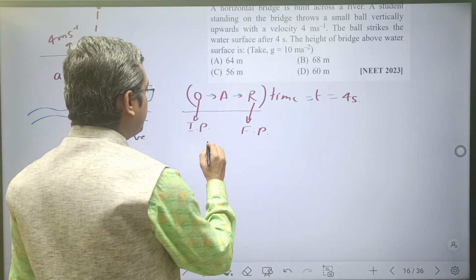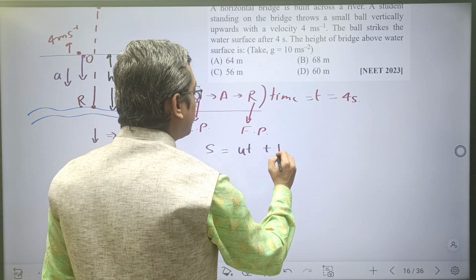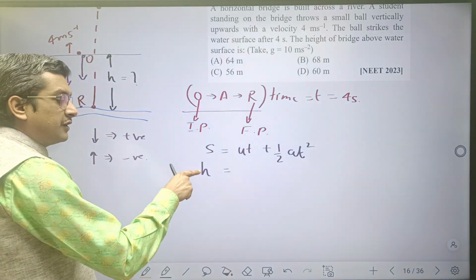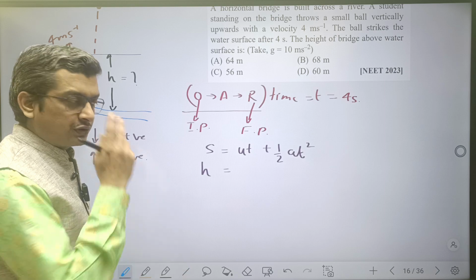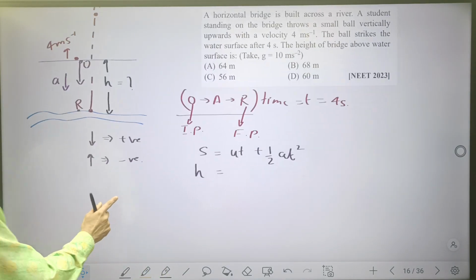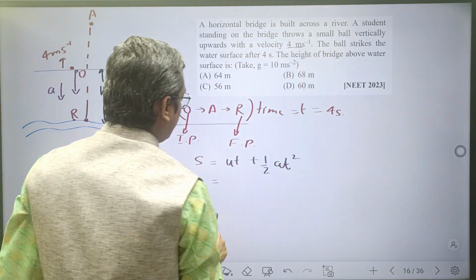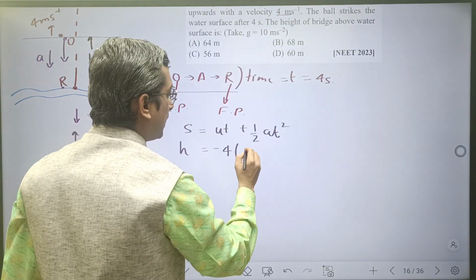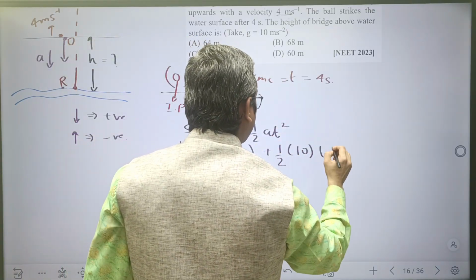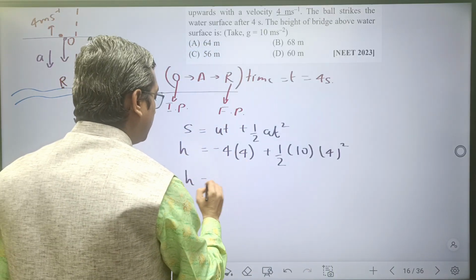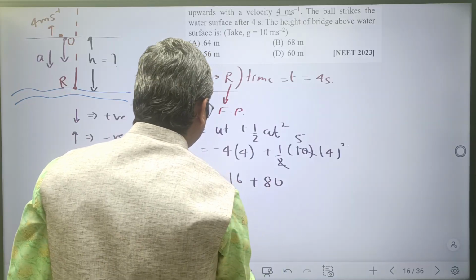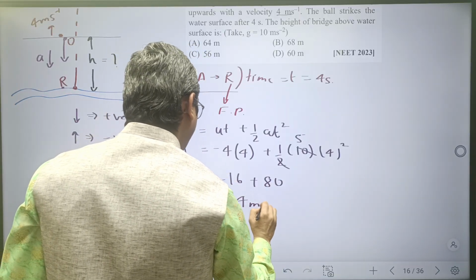So using the second equation of motion, s is equal to ut plus half at square, we have h, I am putting plus h because the downward direction we have taken as positive. Since the direction of u is vertically upward, we will take u as minus. So u is given as 4 meter per second, so we consider it here as minus 4, and the time is 4 seconds, plus half g, g is given as 10, so this is 10, and the time is 4 square. So we get minus 16 plus 5 into 16, that is 80. So this is 80 minus 16, that is 64 meter. This is the answer.